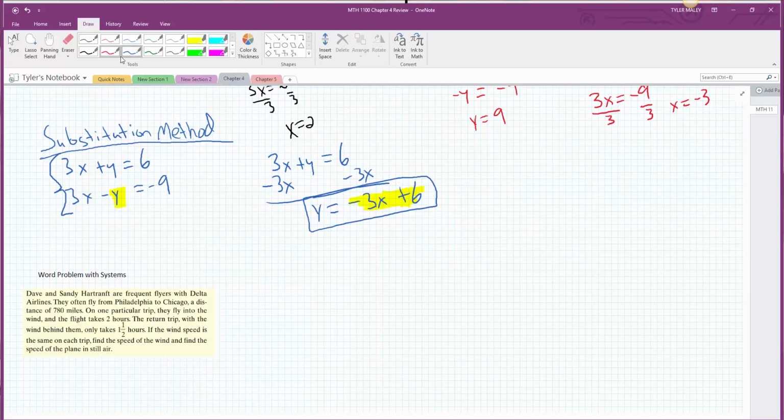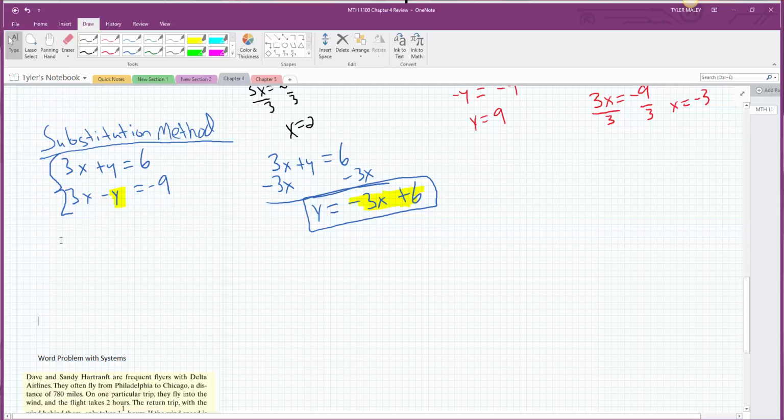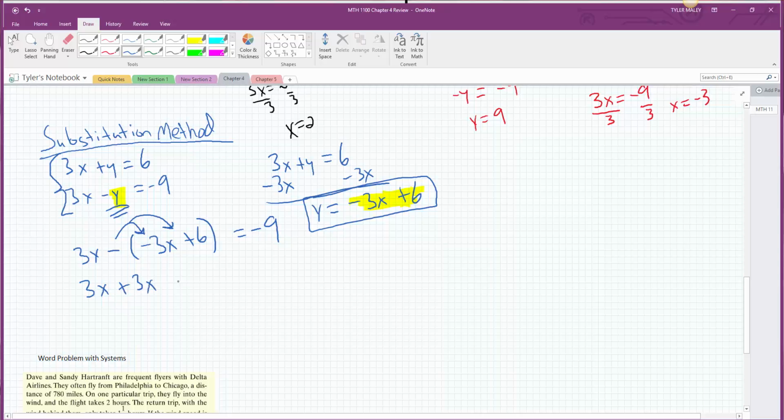So with doing that, what I would get is 3x minus -3x plus 6 equals -9. So I need to distribute this negative through, because this is minus y. So we would have 3x plus 3x minus 6 equals -9. So that leaves me with 6x minus 6 equals -9.